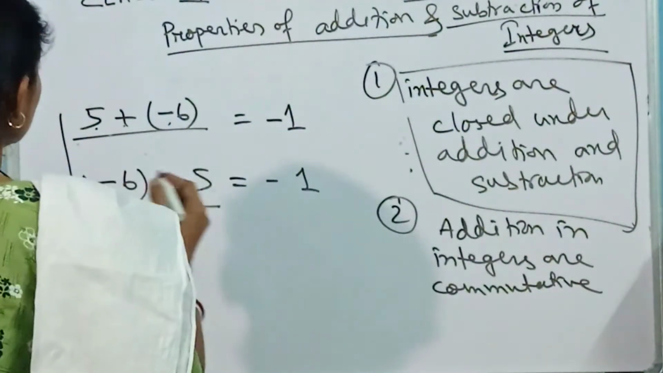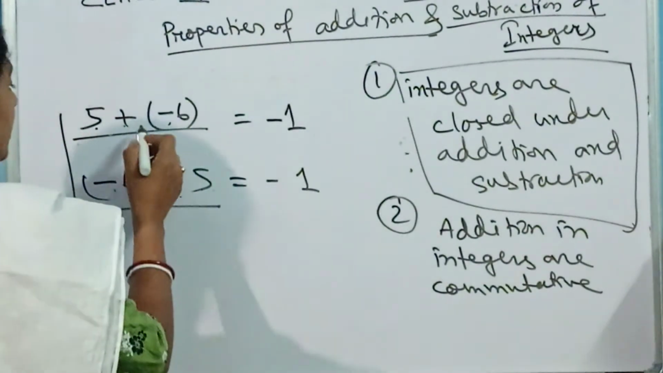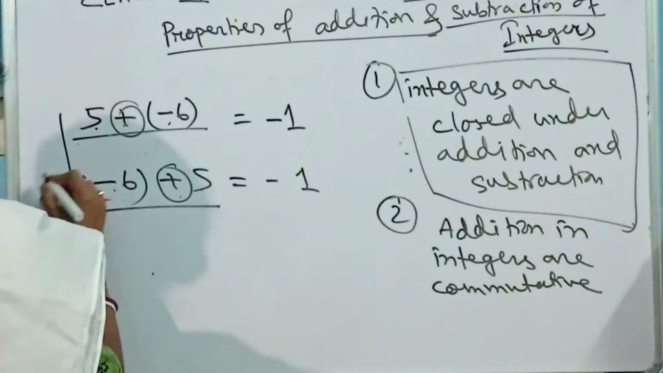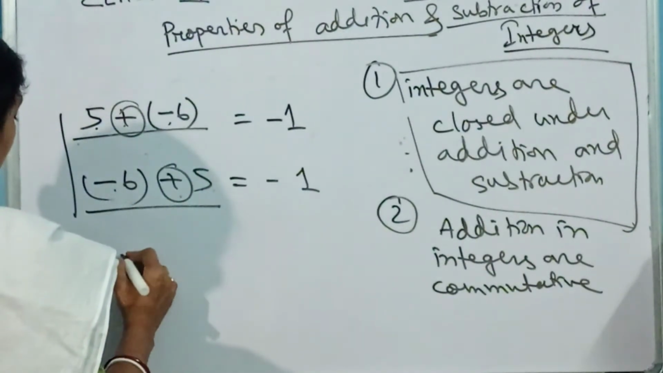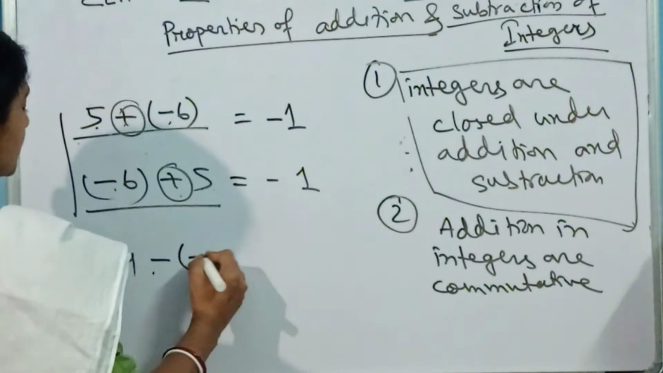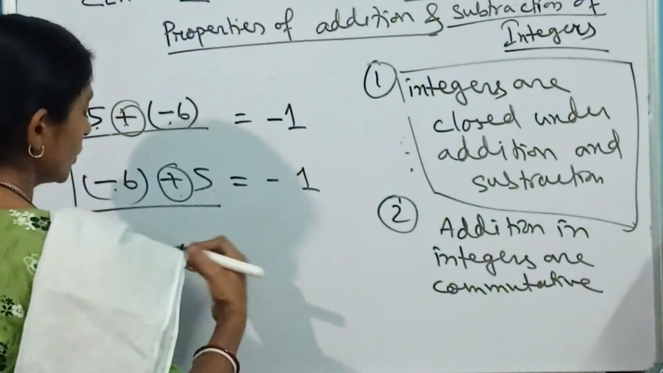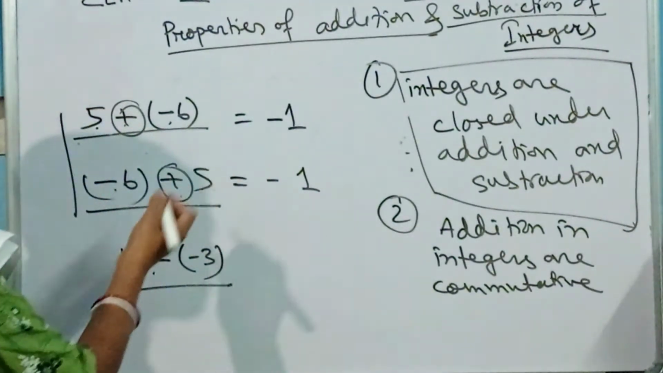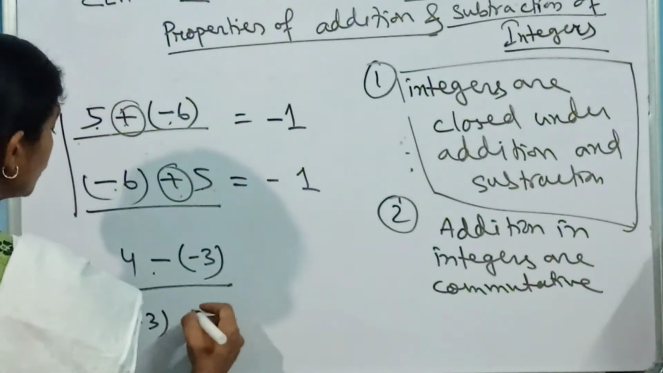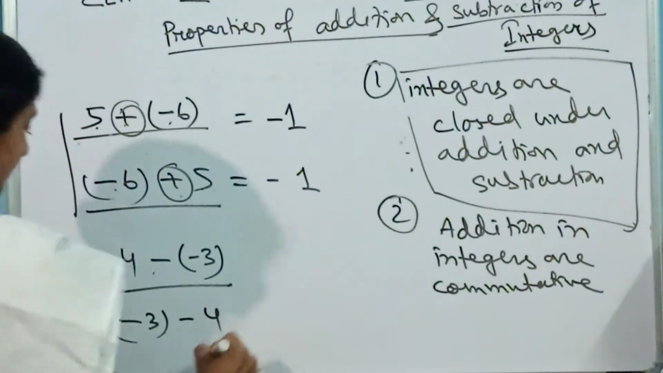Okay, let's come to the second situation. If I am doing subtraction in place of addition, what will happen? Okay, I am taking another example. Let's take 4, then from 4 I am subtracting -3. Okay, this is the first situation. With the same digits, I will do this one: I am subtracting 4 from -3.